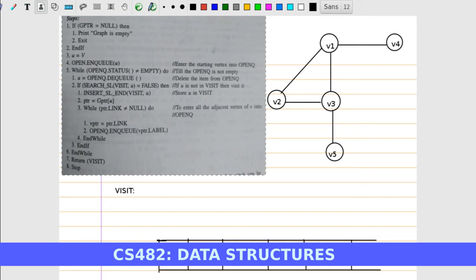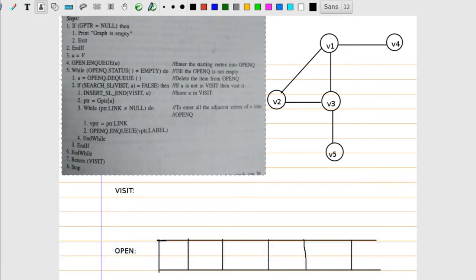This session describes BFS, or breadth first search. The implementation idea of the BFS traversal is almost the same as DFS traversal, except that in BFS we will use a queue structure instead of a stack structure as in DFS. In the particular algorithm we will be discussing, the queue is known as the open queue, and we already studied that a queue is a FIFO structure.